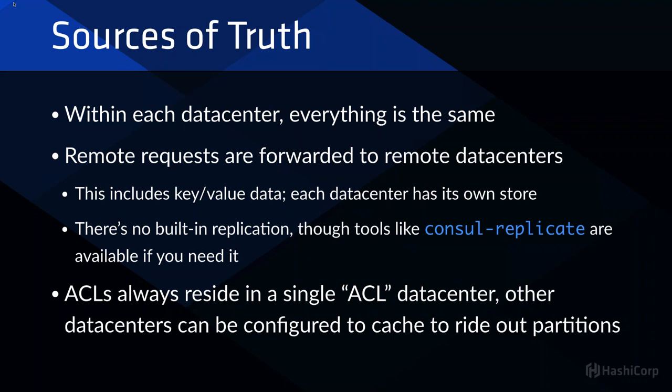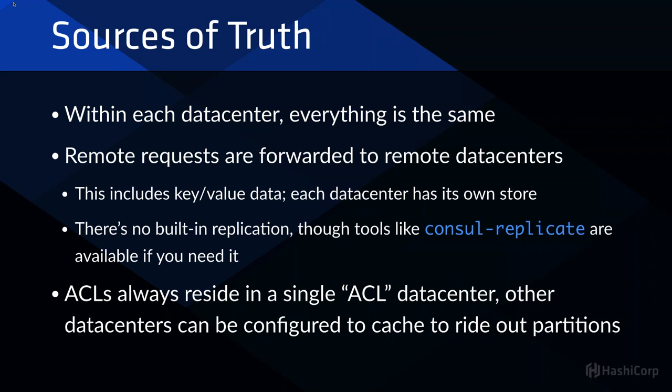And then for ACLs, those actually live in a single ACL data center. So if a token is supplied, the policy for that token is always fetched from the single ACL data center, one of the servers there. But there is a caching layer, which makes that efficient, because it would be horrible if you had to go across the WAN for every request. You can configure caching, and you can also configure how your cache policy works in the event of a partition. So you can allow the cache to extend if needed to handle the case where your WAN is down.